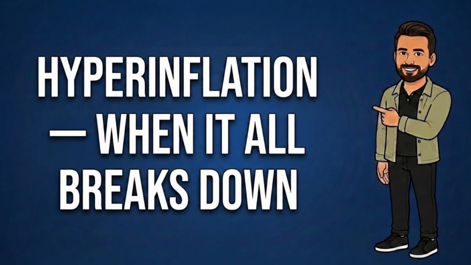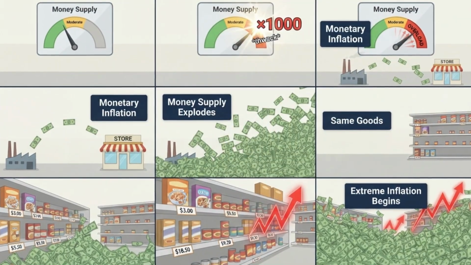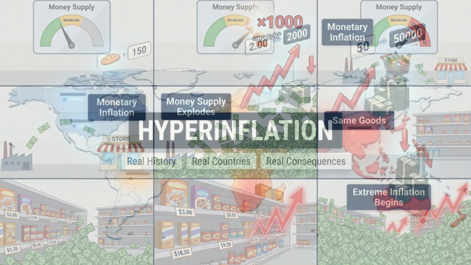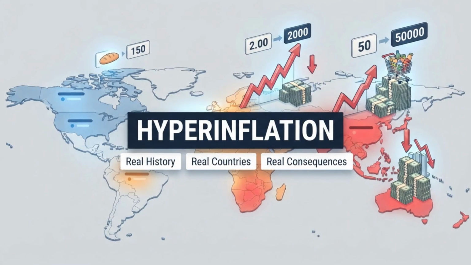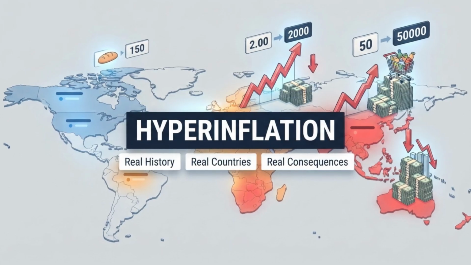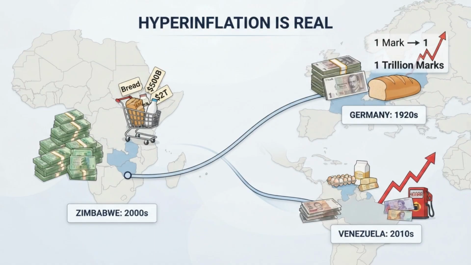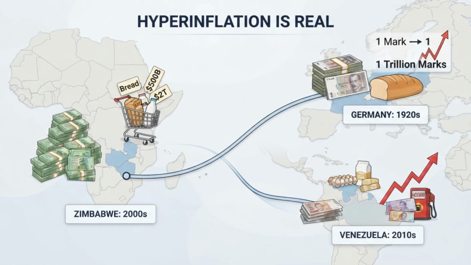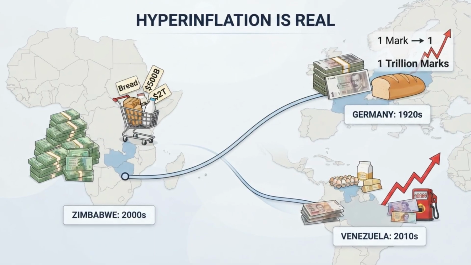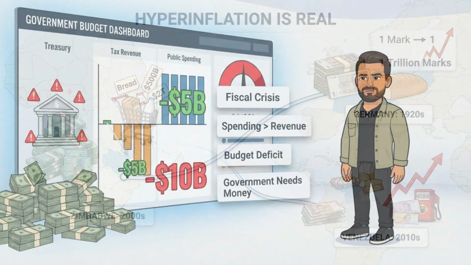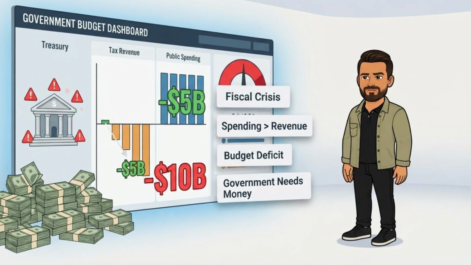Hyperinflation: when it all breaks down. Now take monetary inflation and multiply it by 1,000. This is hyperinflation. And it's not theoretical, it has happened in real countries with real consequences. Zimbabwe in the 2000s, Germany in the 1920s, Venezuela in the 2010s. The pattern is almost always the same.